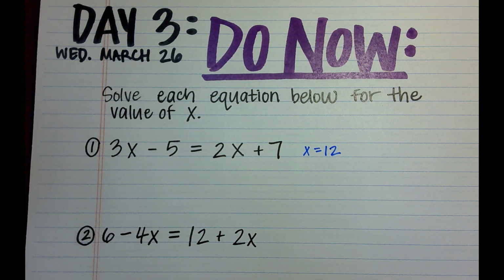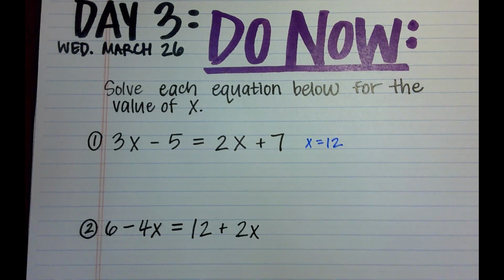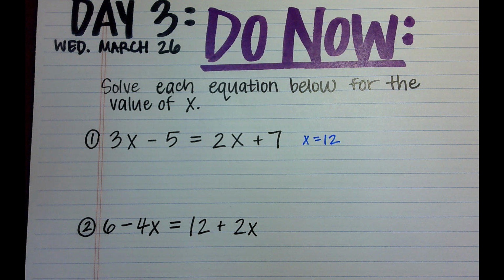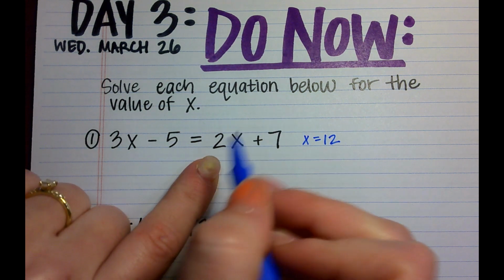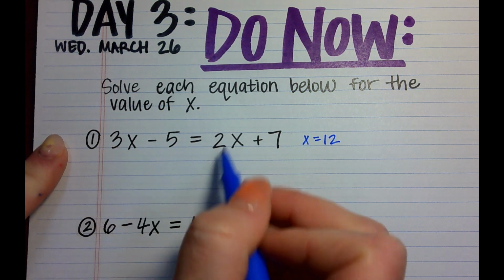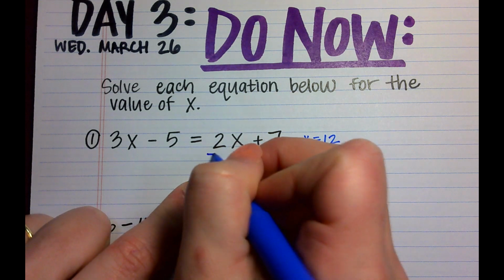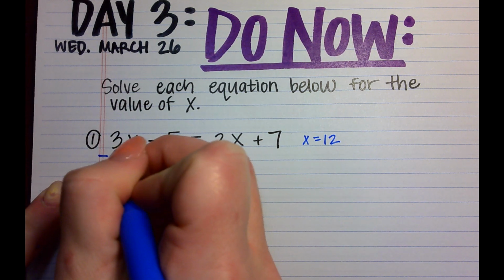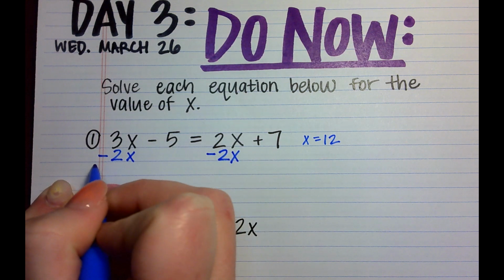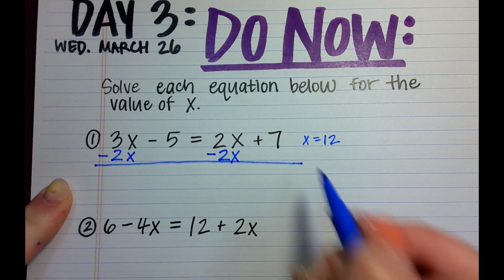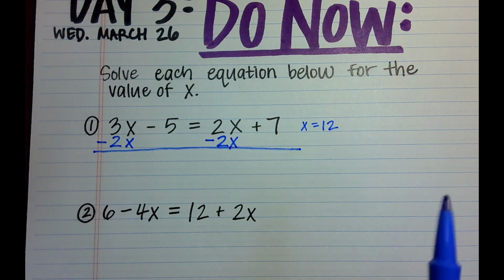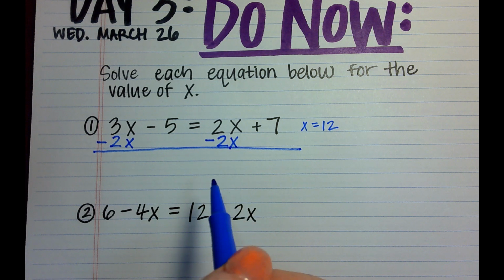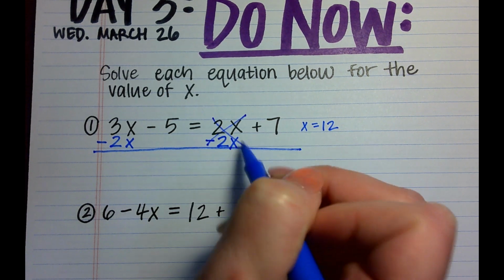What could I do first here? There's a few options. Subtract 2x from both sides. Sure, let's do that. Let's get our like terms together, and by doing that, we need to remove it from one side and bring it to the other. So we'll subtract 2x from both sides. And what happens from there? The 2x's are canceled.